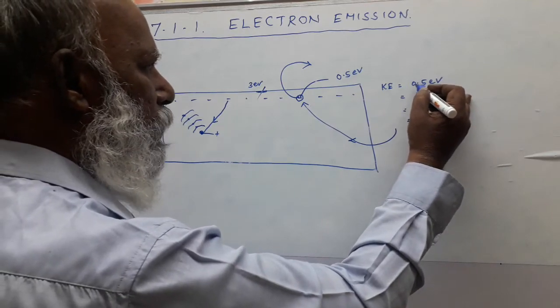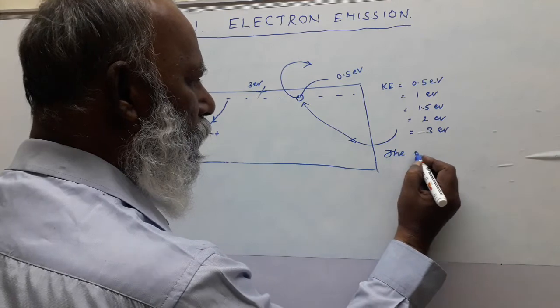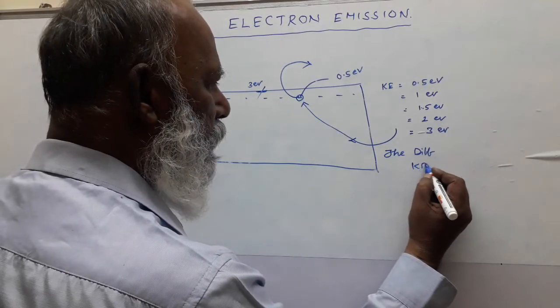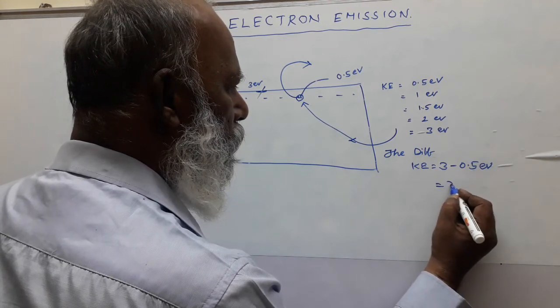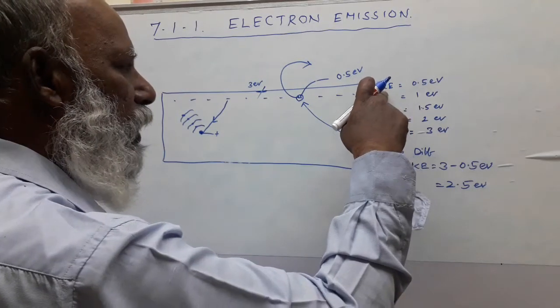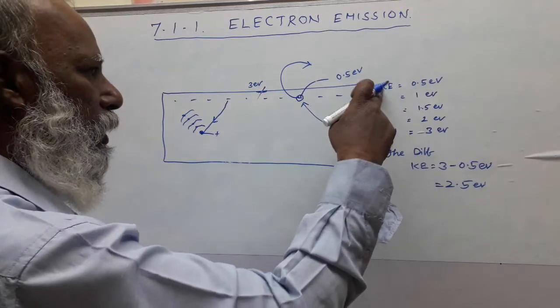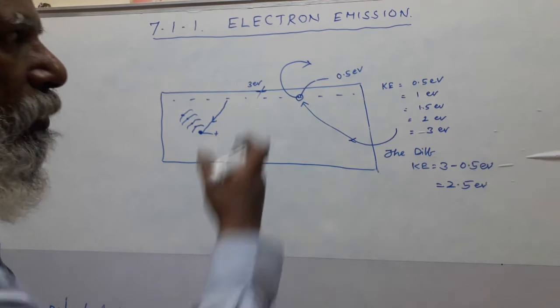Here we have to consider one thing. Initially the electron energy is considered to be 0.5 electron volt. We are giving 3 electron volt, so the difference of kinetic energy is 3 minus 0.5 electron volt, equal to 2.5 electron volt. That is, the kinetic energy we excessively give to this electron is equal to 2.5 electron volt, and this excess energy, added to the initial energy, both accumulate, and then it will break down the surface barrier so that the electron will come outside the metal.